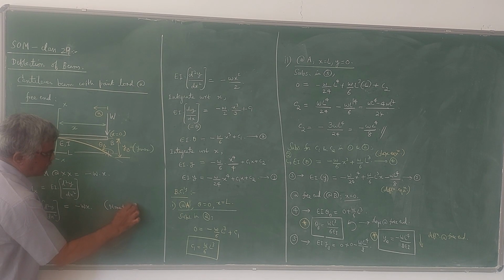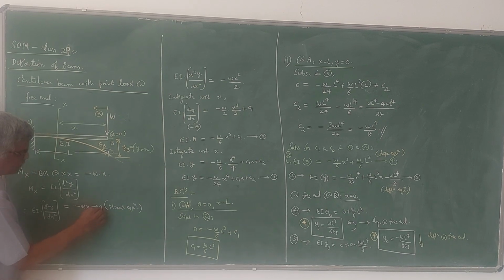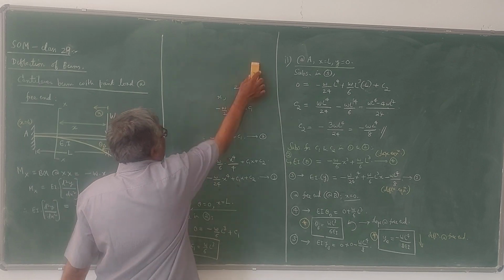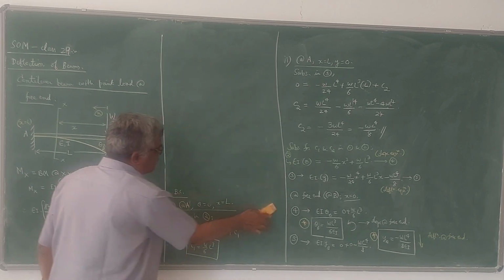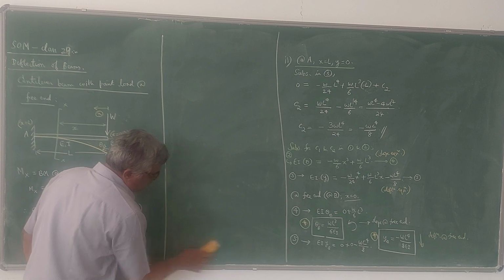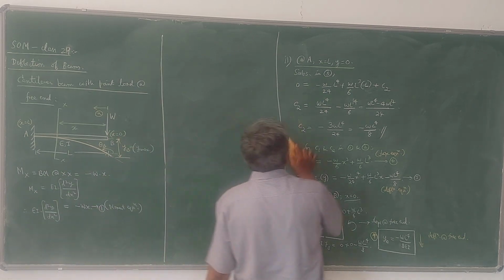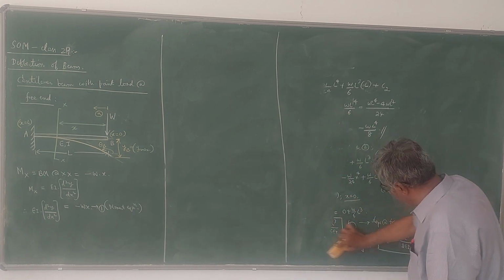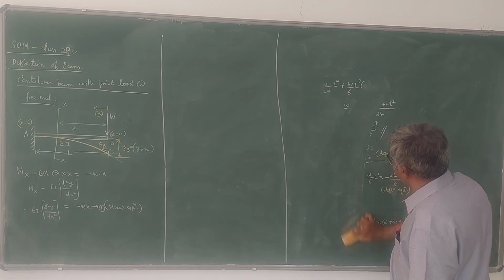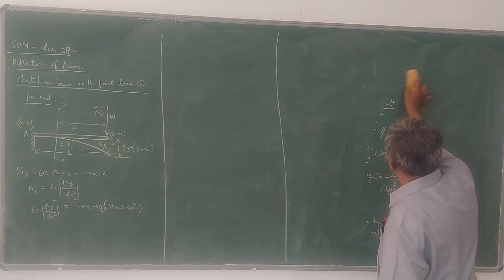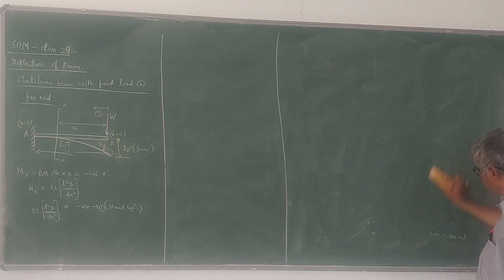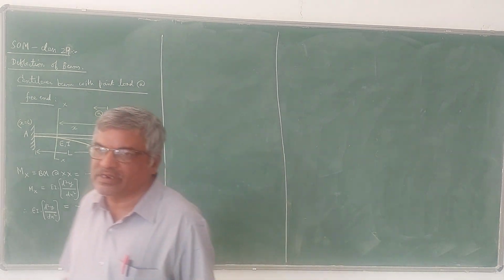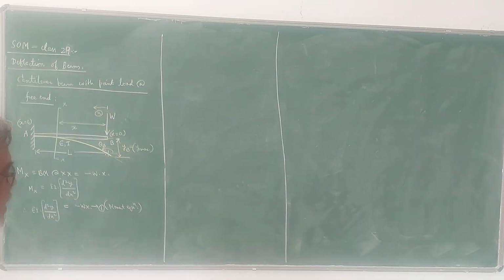If you integrate this moment equation, that is equation 1, you will get the slope equation. Now let us integrate that with respect to x. We have to introduce one constant of integration C1. Then once again, if you integrate that slope equation, you are going to get the deflection equation, that is y equation, and another constant C2. So those C1 and C2 constants are evaluated using the boundary conditions applied at the fixed end.